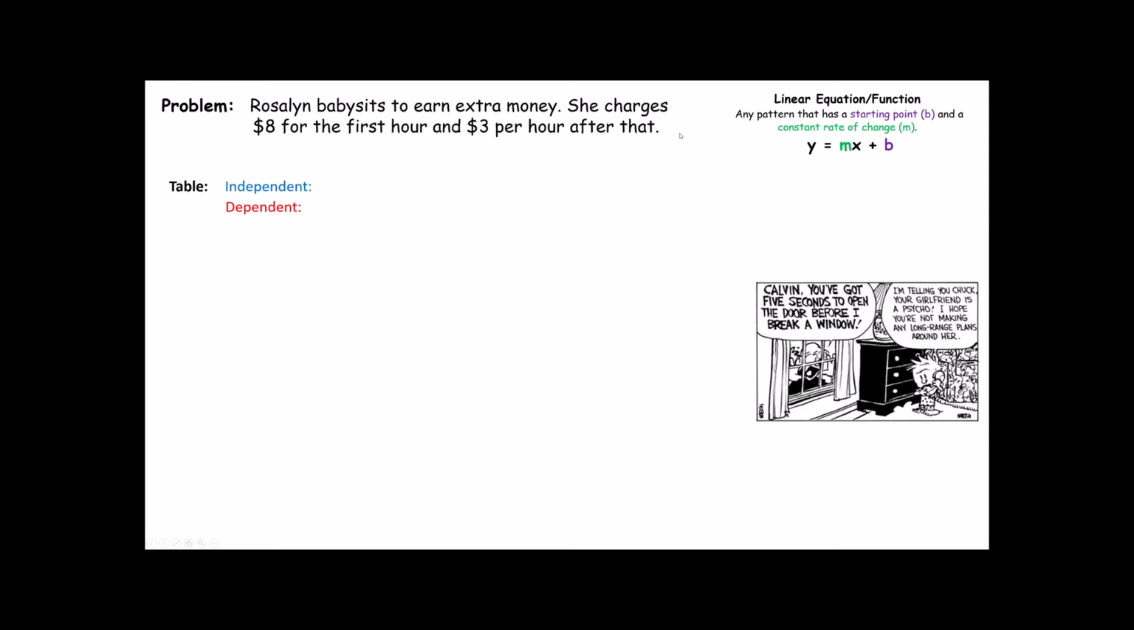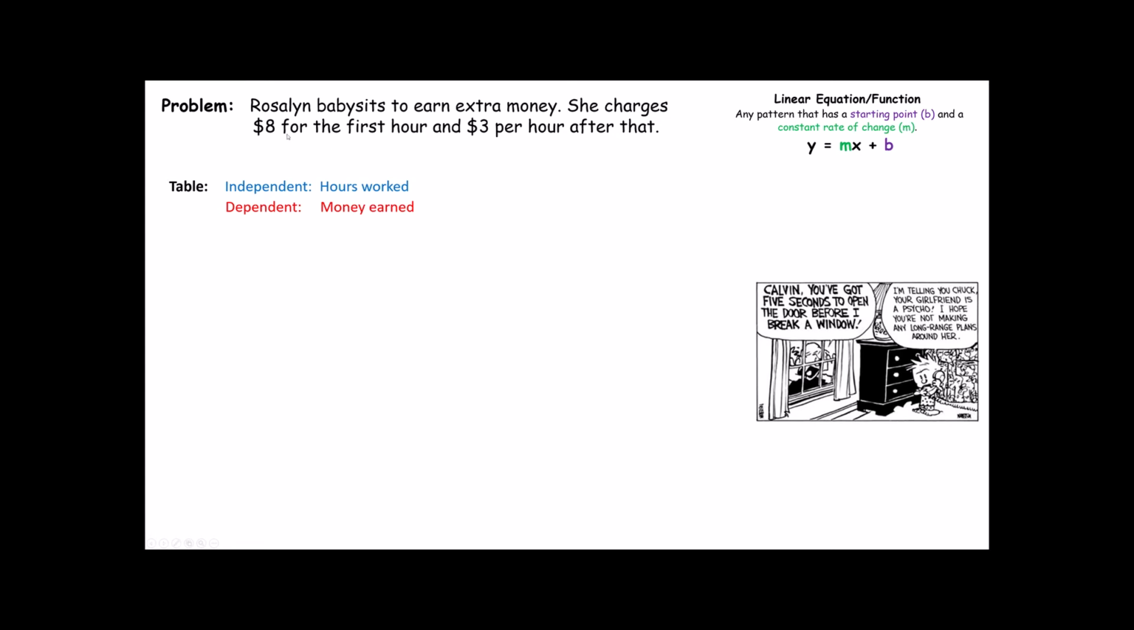In other words, when I look at this scenario, it is impossible for me to know how much money Rosalind has earned without knowing how many hours she has worked. There's 2 unknowns here: the amount of money and the number of hours that she works. One of those is dependent on the other. Do you know which one it is? Hopefully you've realized that the amount of money she earns is dependent on the number of hours she works.